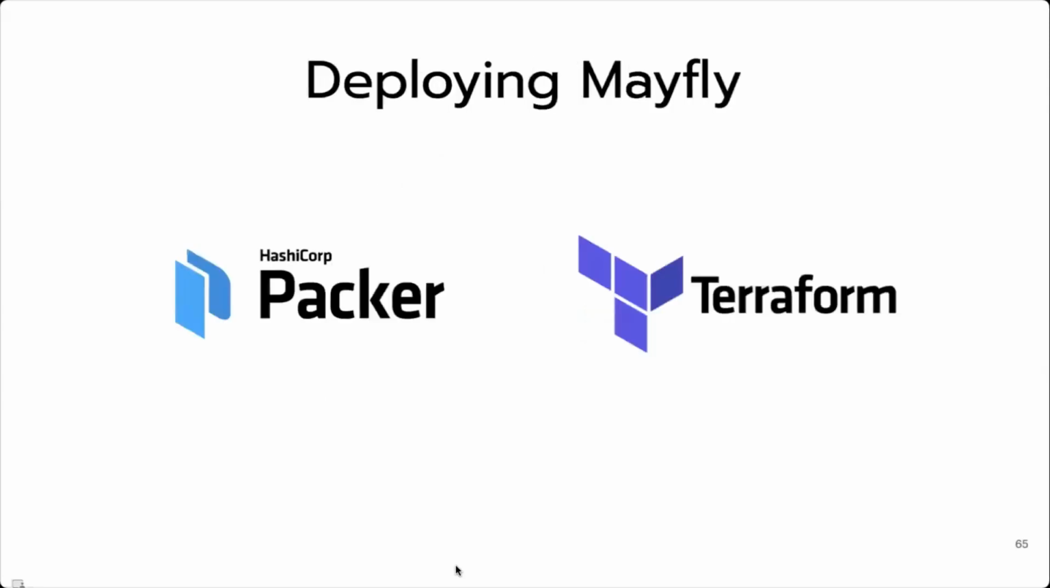Lastly, we needed a simple automated process to deploy Mayfly through the Mayfly CLI. To do this, we use HashiCorp's Terraform and Packer to deploy infrastructure as code. This allowed us to simplify creating AMIs, provisioning security groups, elastic IPs, launch templates, EC2s, autoscaling groups, and more into a few inputs.